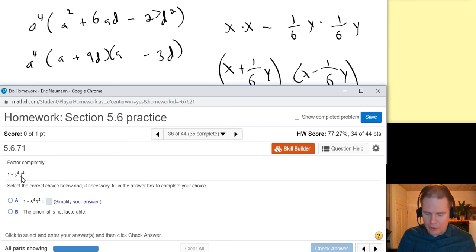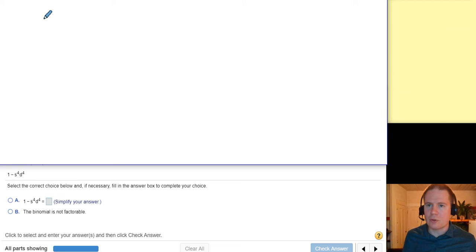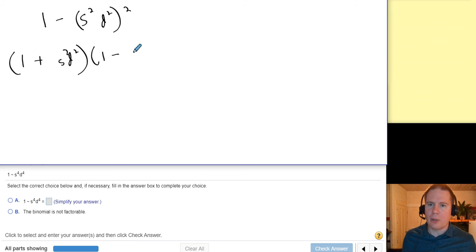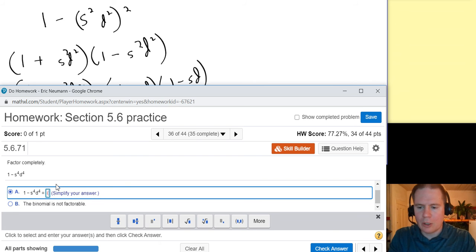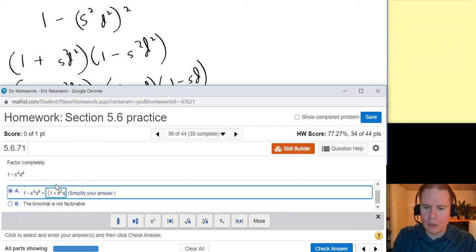All right, difference of squares again, but difference of fourths technically. So we had a problem similar to this, I think, with only one variable before. So it's difference of squares. 1 plus s squared d squared, 1 minus s squared d squared. Well, here's difference of squares. So this stays put. 1 plus sd, 1 minus sd. And again, I'm not sure why they're putting the s first. Let's fix that up. I'll put the d first. 1 plus d squared s squared, and 1 plus ds, 1 minus ds. There we go.